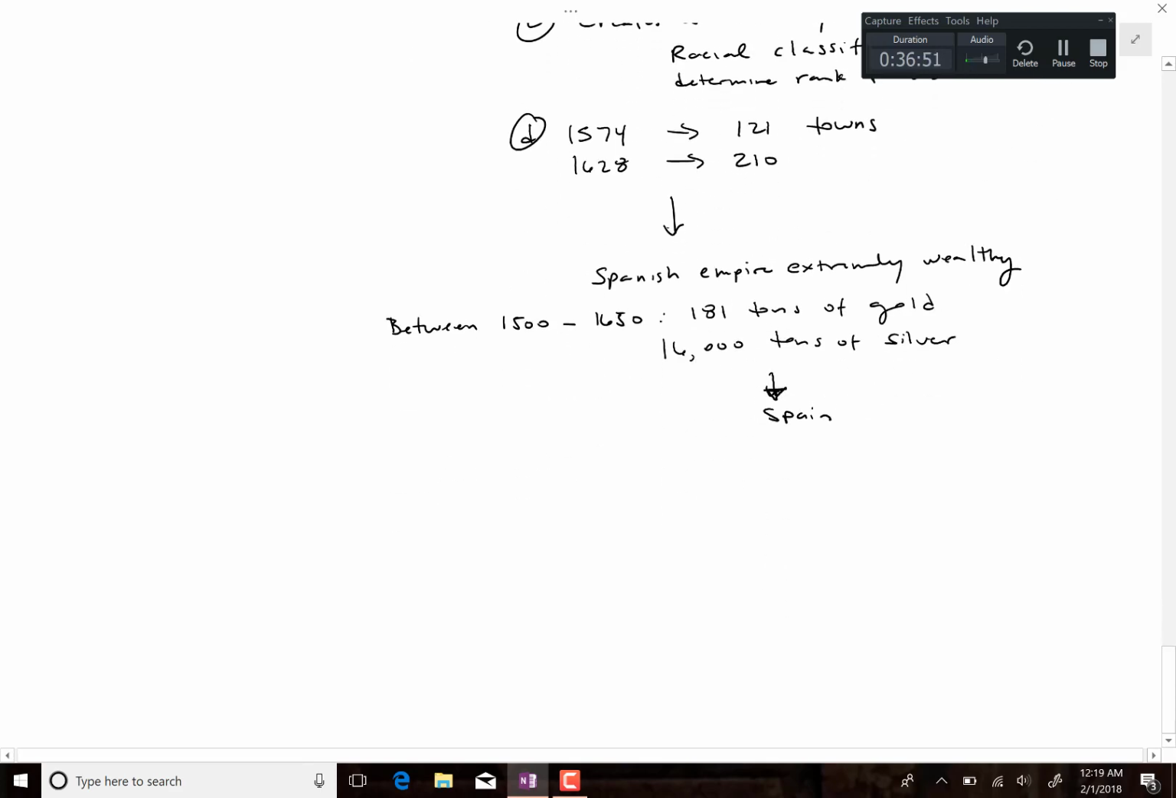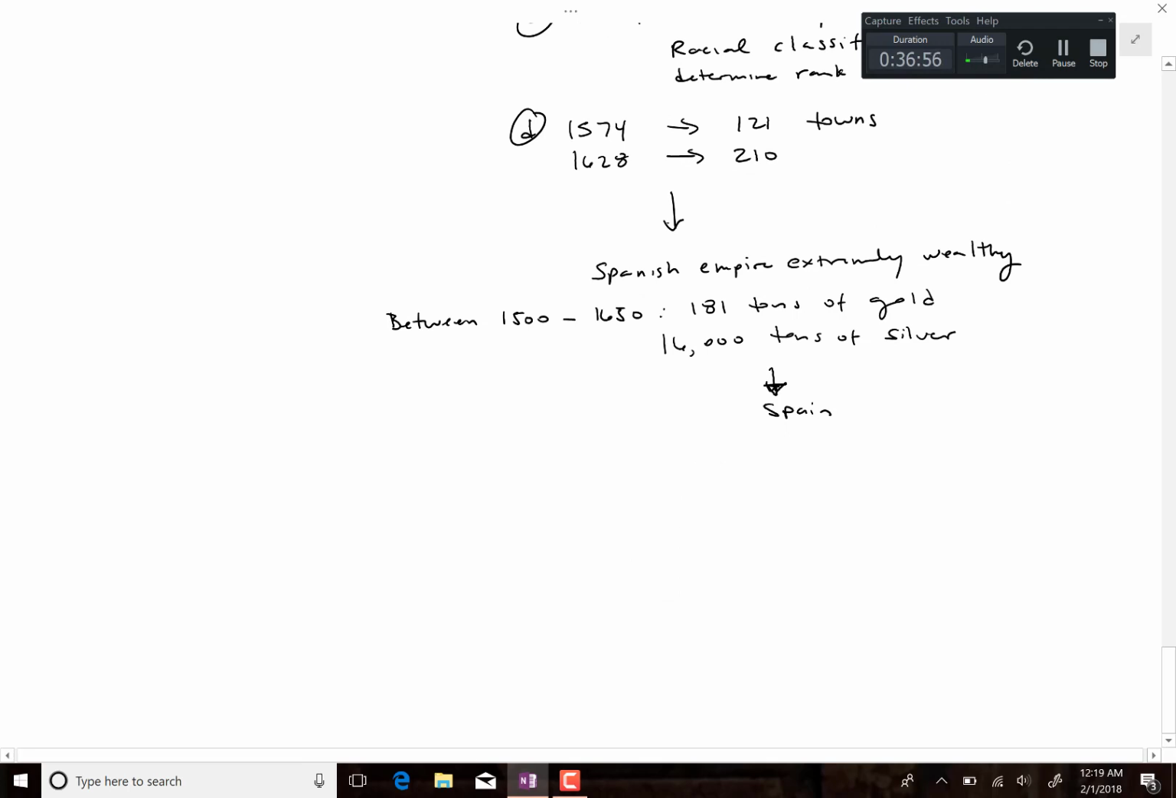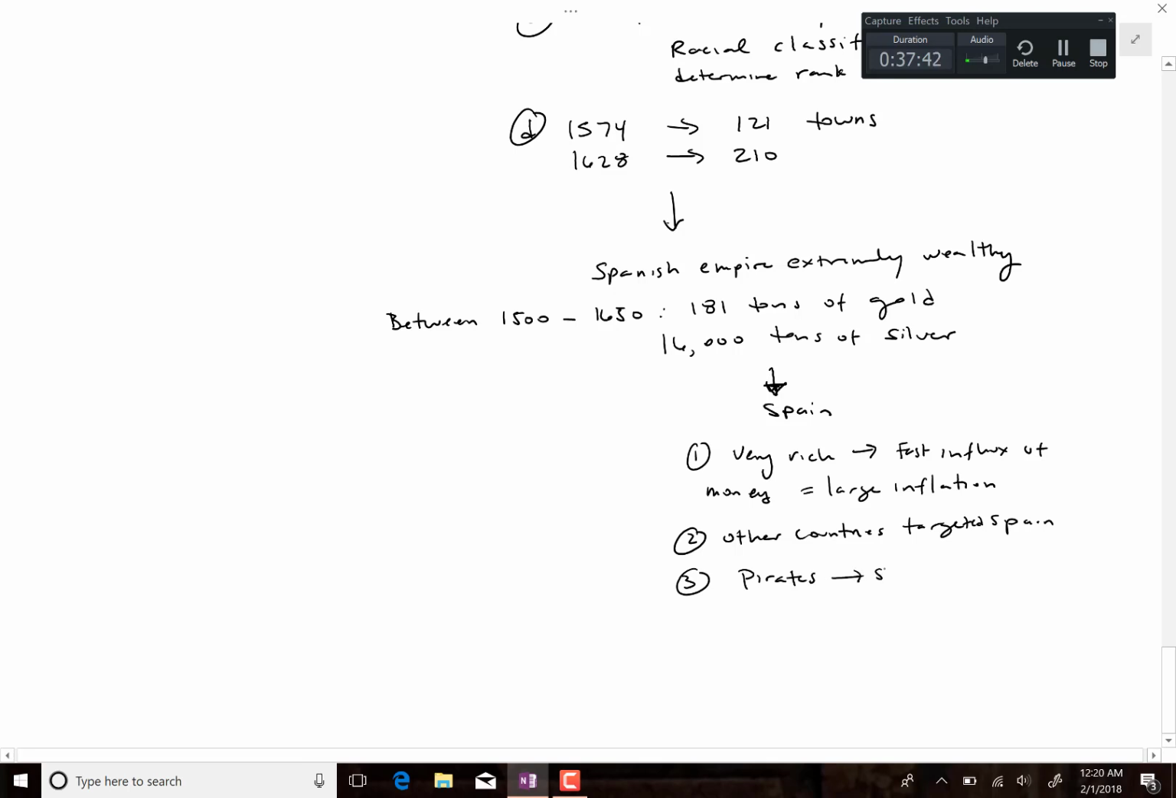This is also going to create problems because the English are going to use this to pirate them, to rob them when the ships are bringing back the wealth. It also created problems for Spain because, one, it made Spain very rich, but it was essentially this fast influx of money, which is artificial in the sense that you can't keep it up forever, that ended up flooding into Spain, and this creates, as it does with any large inflation, problems. It also created, like I said, other countries basically targeted Spain, and pirates went after the ships that had the gold and silver, and they lost a lot.